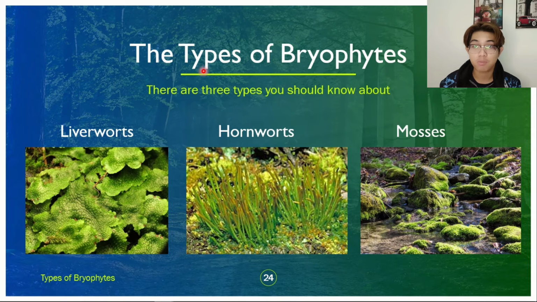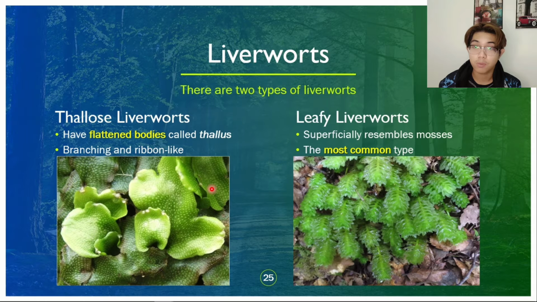So we go to the types of bryophytes. There are 3 types: the liverworts, the hornworts, and the mosses. There are 2 types of liverworts: the thallus liverwort and the leafy liverwort. Thallus liverworts have flattened bodies called thallus. These thalli are branching and ribbon-like. Leafy liverworts, however, superficially resemble mosses. They are the most common type of liverwort. If you look at the structure of a leafy liverwort, they somewhat look like leaves.